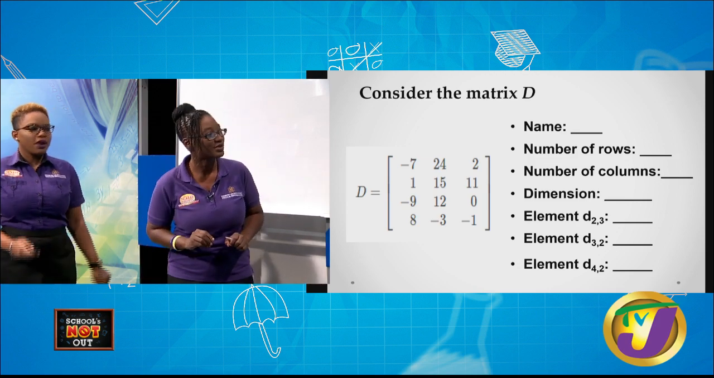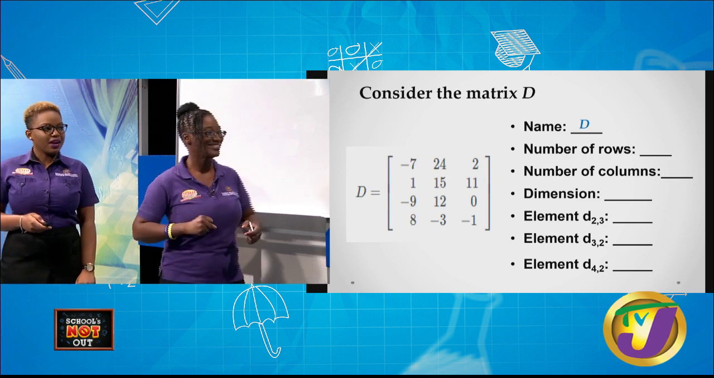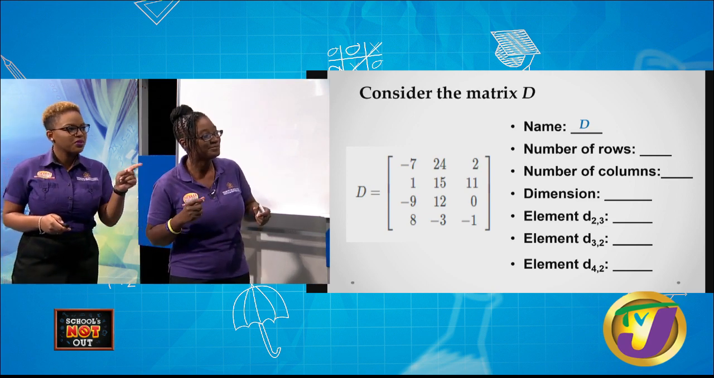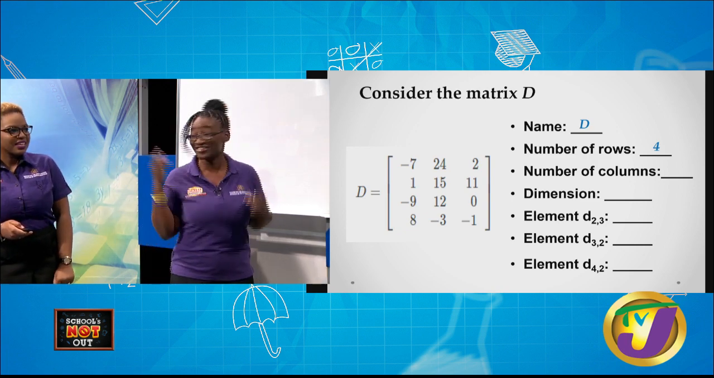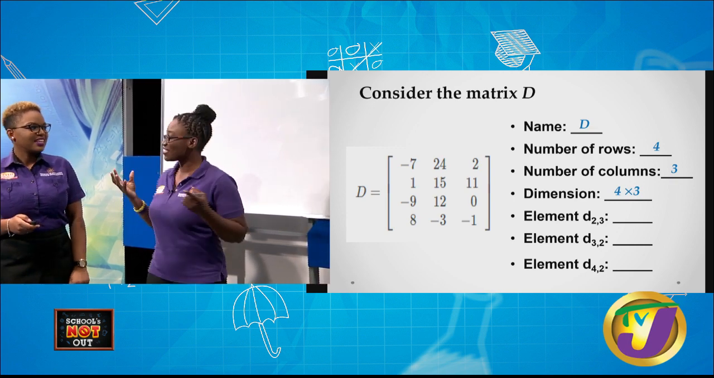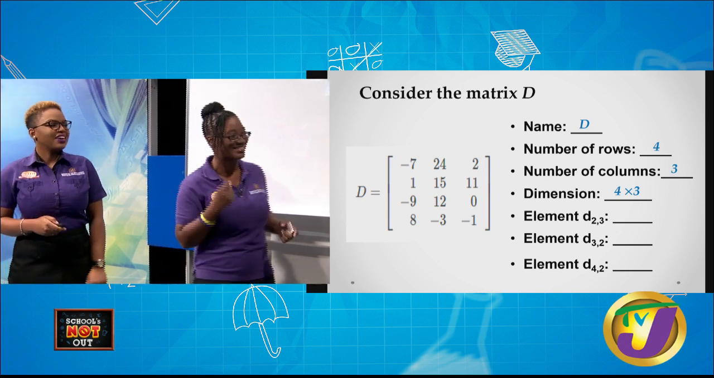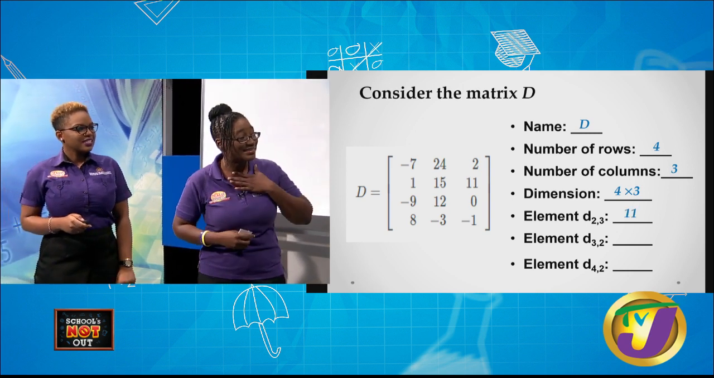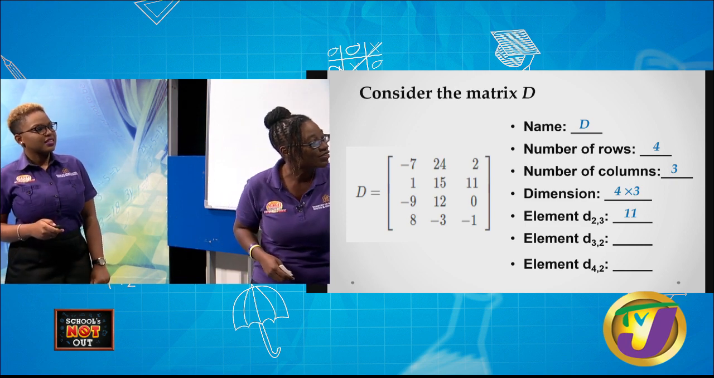All right, so what do you have for the name? D. Yes. Number of rows? 1, 2, 3, 4. Yes. Number of columns? 3. Dimension? A 4 by 3, row by column. That's right. Element D, 2, 3. So that's second row, third column.